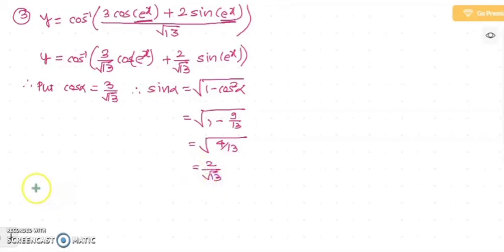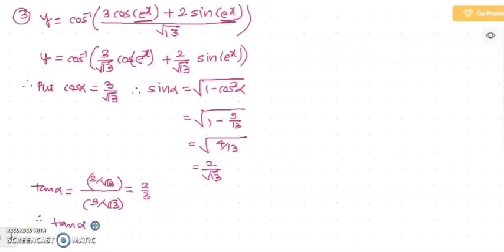So it gives us tan alpha is equal to sin alpha upon cos alpha. Sin alpha is 2 by root 13 upon cos alpha is 3 by root 13. So after cancellation of root 13 you get 2 by 3, and therefore tan alpha is equal to 2 by 3, and therefore alpha is equal to tan inverse of 2 by 3, which we shall require in the end.